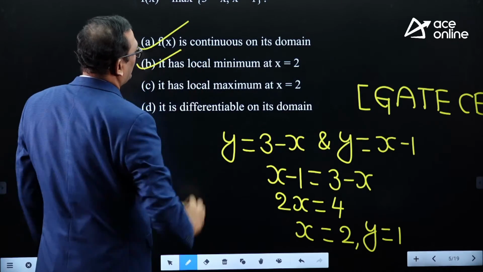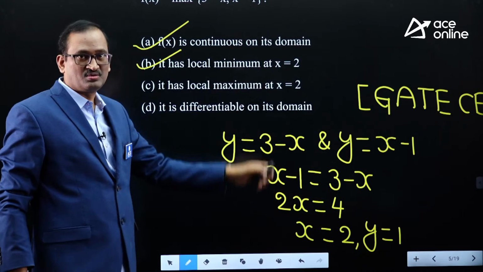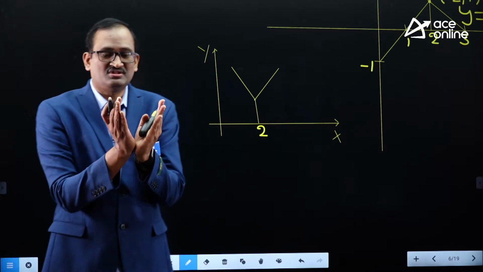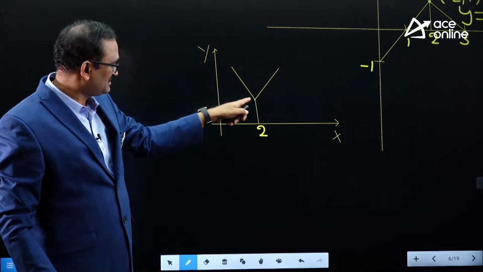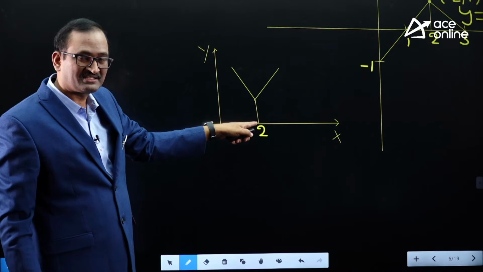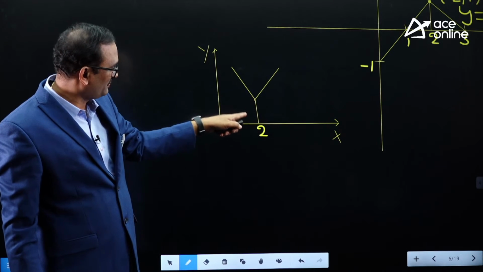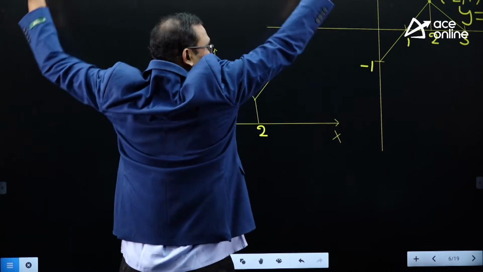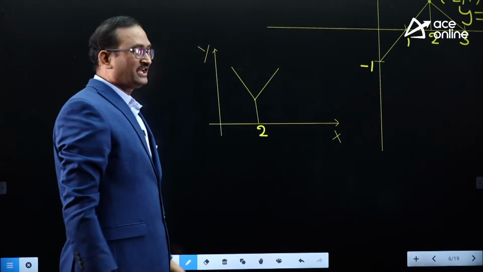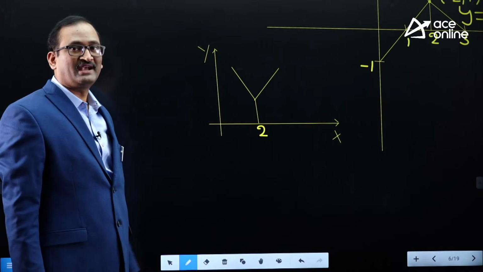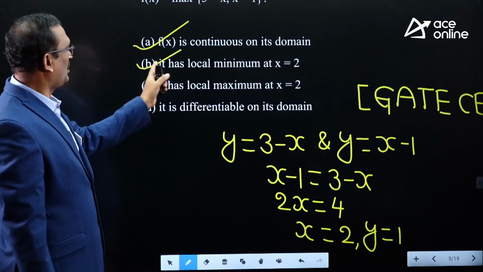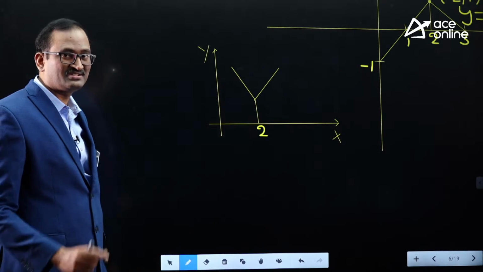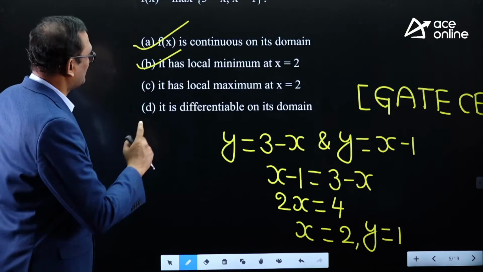What is option B? It has a local minimum at x equal to 2. Look there. You observe this is the curve. This is the smallest height of the curve from the x-axis. Therefore, this is the local minimum. Maxima, we don't know, because it will go up to infinity like this. Somewhere it may have a maximum value. So it has a local minimum at x equal to 2.